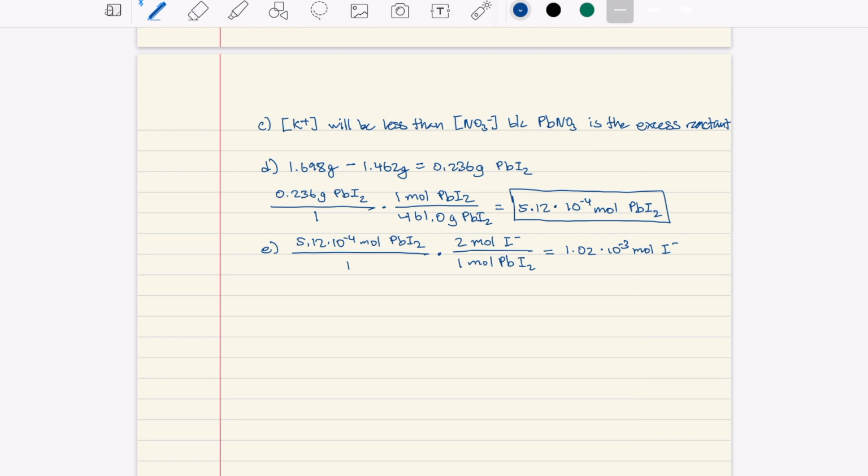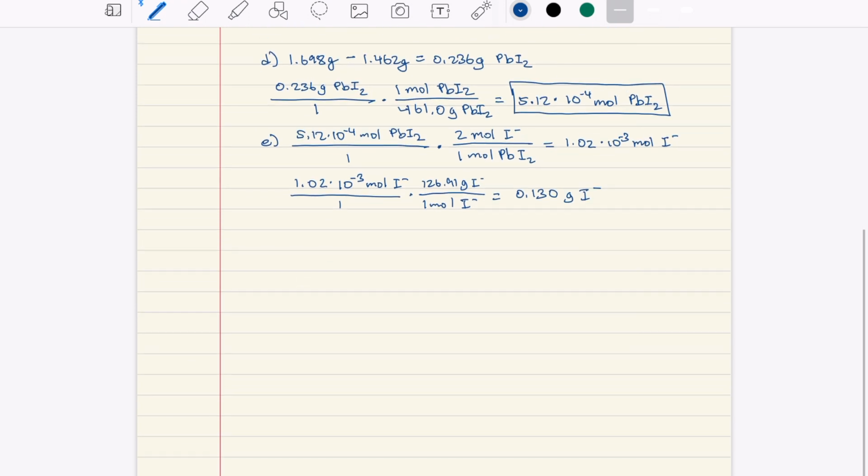But in order to calculate percent mass, we need to calculate the grams of I minus. So we need to do another step of dimensional analysis. So 1.02 times 10 to the negative 3 moles of I minus over 1, multiplied by 1 mole of I minus is 126.91 grams of I minus. That's the molar mass, you can get that off of a periodic table. Then doing this calculation, you get that the grams of I minus is 0.13 grams. But we obviously, again, need the percent mass, so we're not quite finished with this question yet.